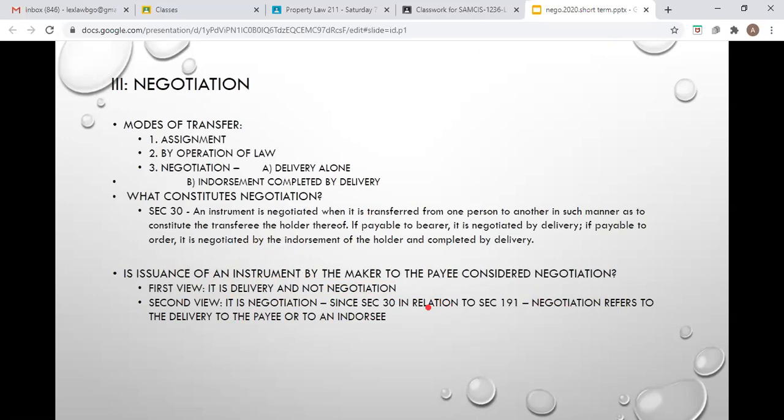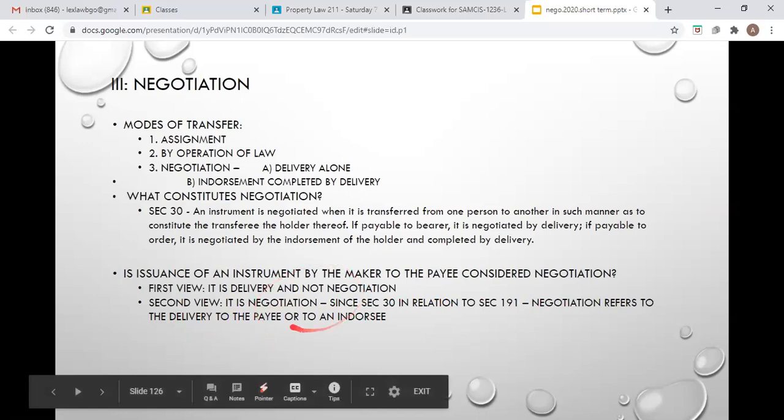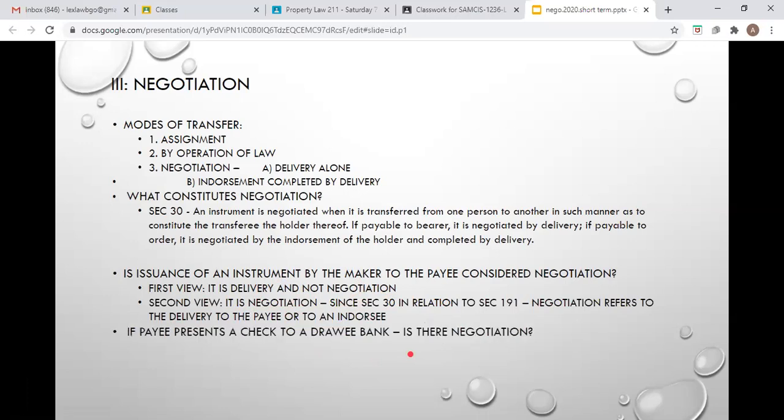Why? Because Section 30 negotiation refers to the delivery to the payee or to an endorsee. Pero ano ang sinusunod natin ay usually use of the first view that the delivery of the instrument from the maker to the payee, from the drawer to the payee, should not be considered as negotiation because that is what we call as issuance of the instrument. The first transfer of the instrument, complete in form and substance, from your maker to the payee or from your drawer to the payee.